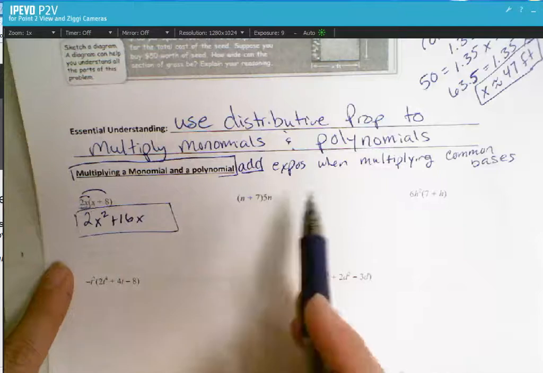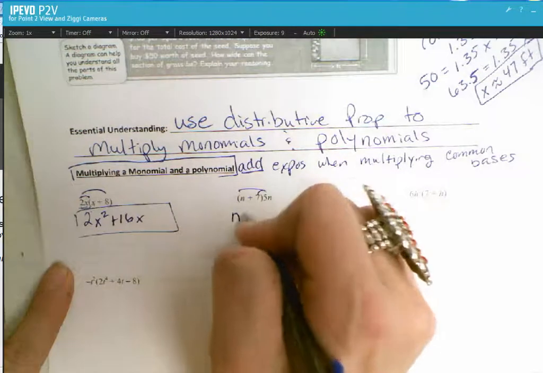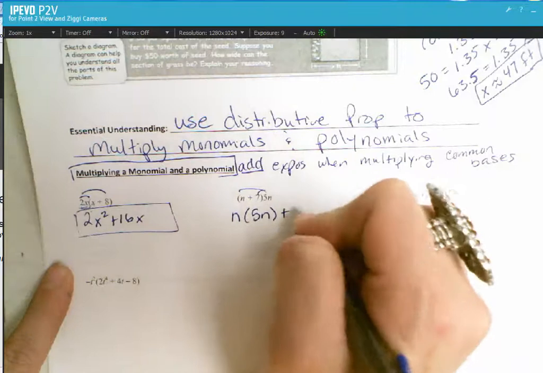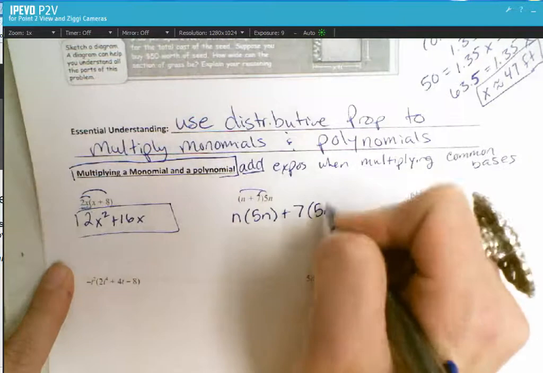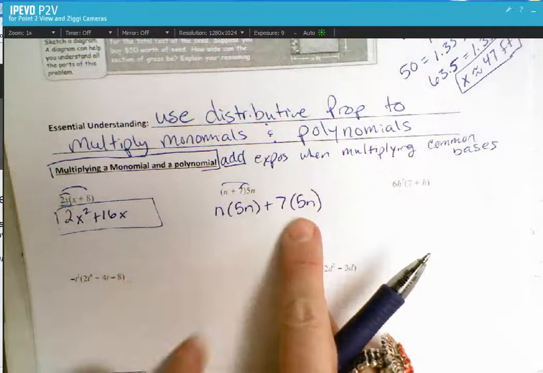Sometimes you'll see it set up like this. It doesn't matter. So even if it's backwards like this, it's still distributing. This means n times 5 to the n plus 7 times 5 to the n. So it's the same process that we've been doing mentally. That's what happens if you set it up individually.